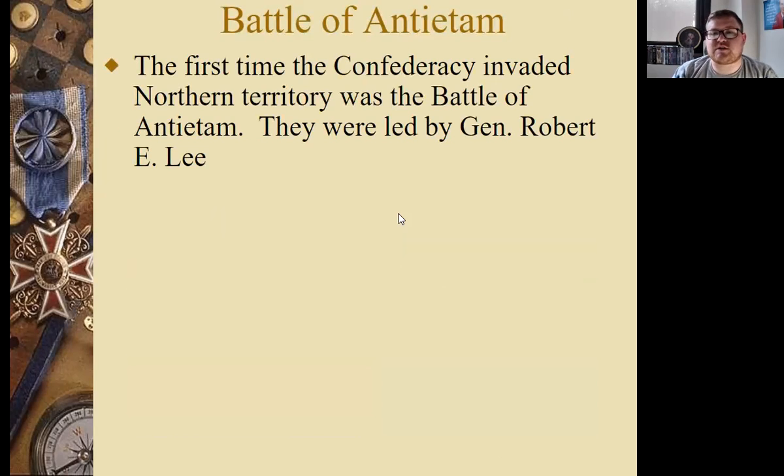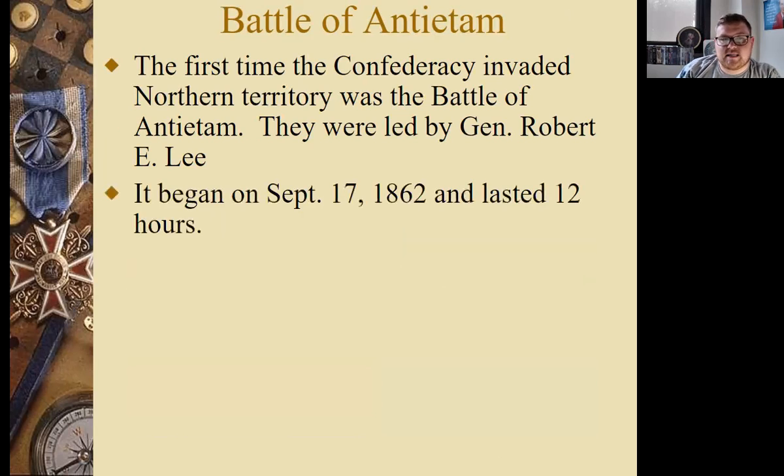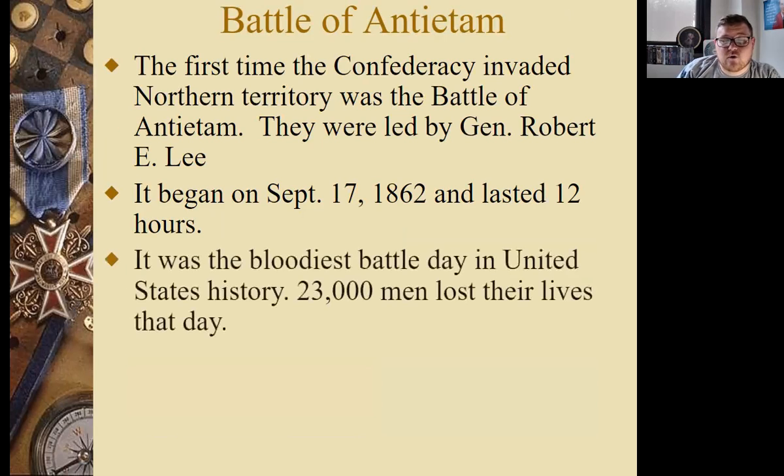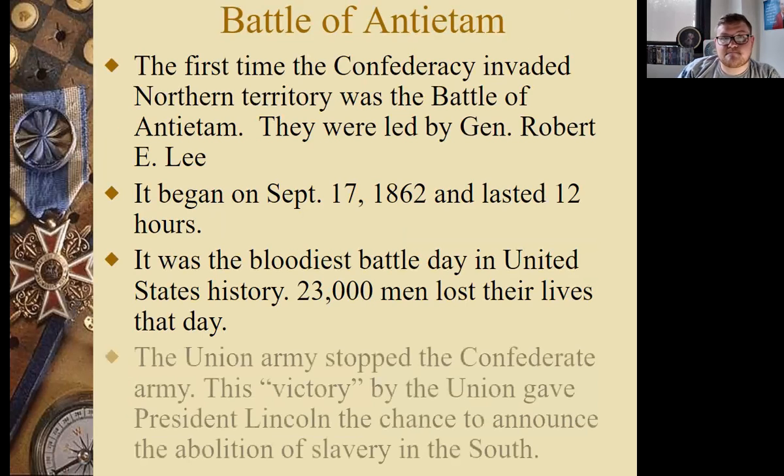Battle of Antietam. So this is the first time the Confederacy invaded. It was a northern victory, was the Battle of Antietam. They were led by General Robert E. Lee. It began on September 17, 1862, and it lasted only 12 hours. It was the bloodiest battle day in United States history. 23,000 men lost their lives that day.